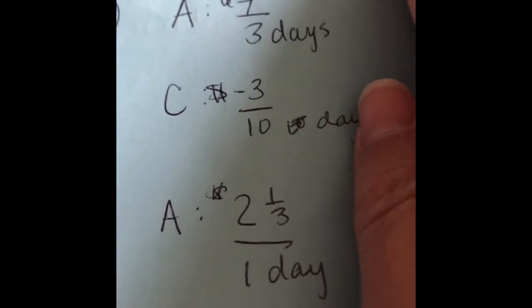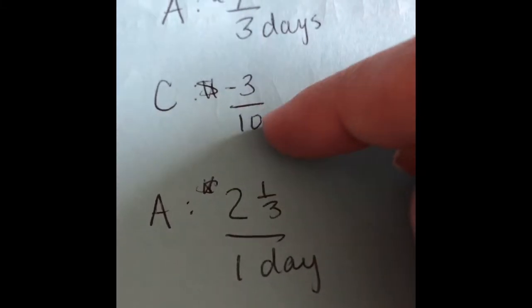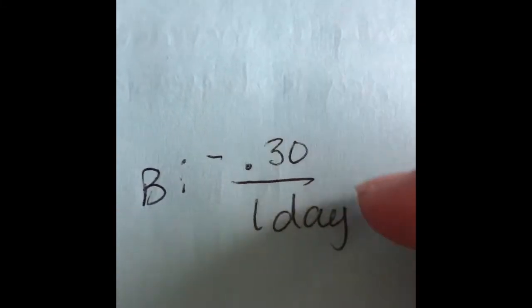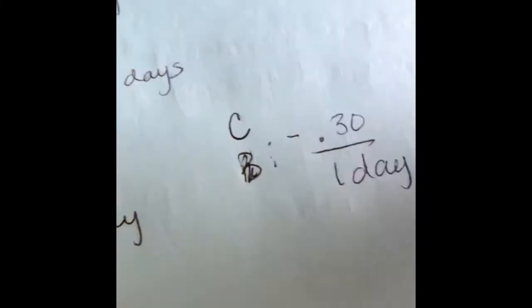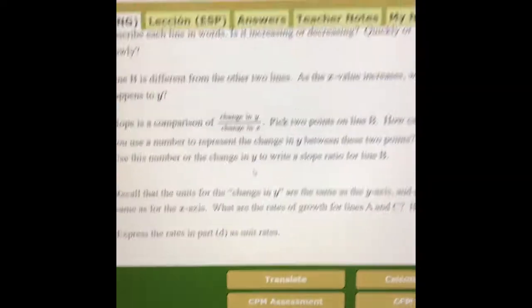And I just plugged that into a calculator, 7 divided by 3. And then for C, I plugged in 3 divided by 10, and I got 0.30, so about 30 cents a day in the negative. So negative 30 cents a day. That should say C. Sorry about that. Let me see. No, that was not B, that was C. So line A was $2 1/3 per day, and line C was negative 30 cents a day. Whew. All right, then.